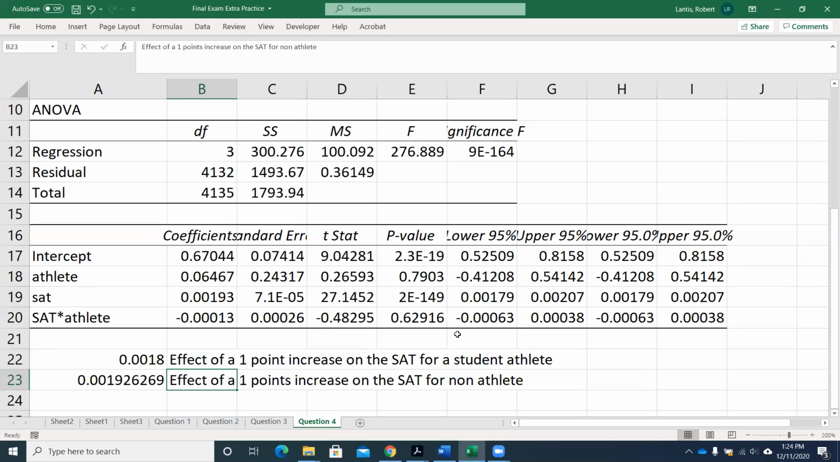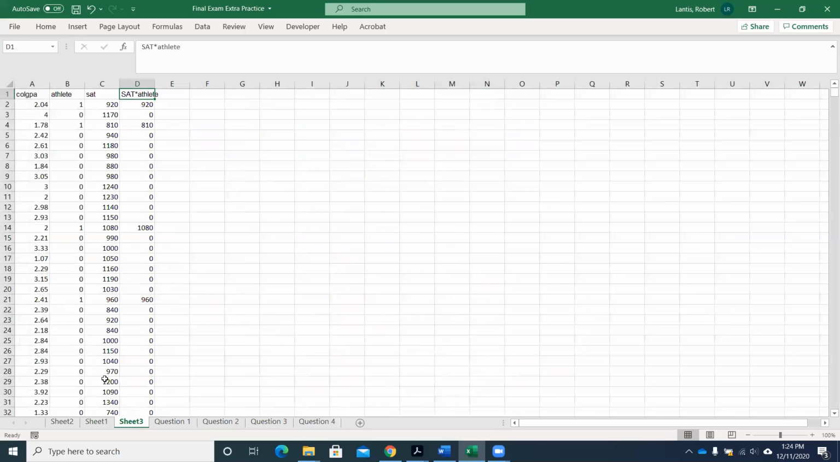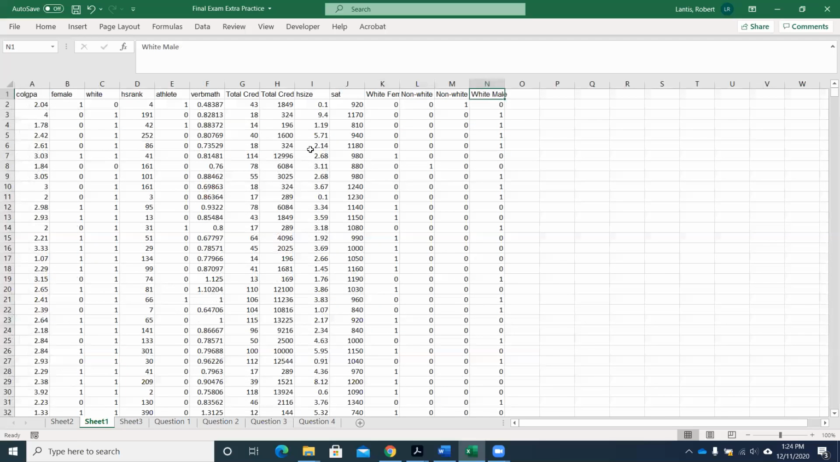Now, the interesting thing is the p-value on the interaction term is very high. So we can't reject the null, or we can't say that the true value of this coefficient is really anything other than 0, because we failed to reject the null. But we could do this for, what was the other? I think I did it for female, it didn't work.